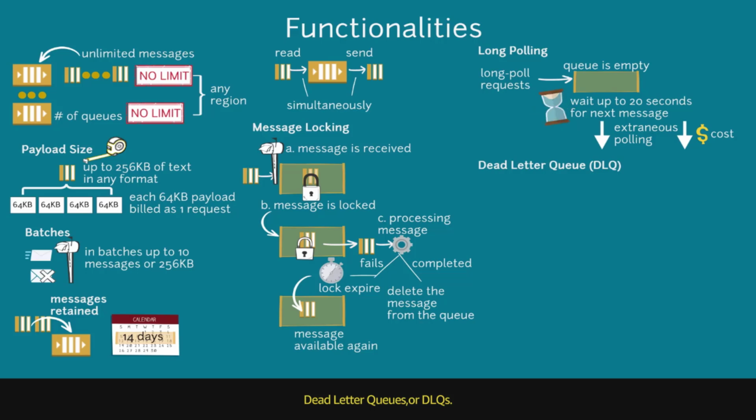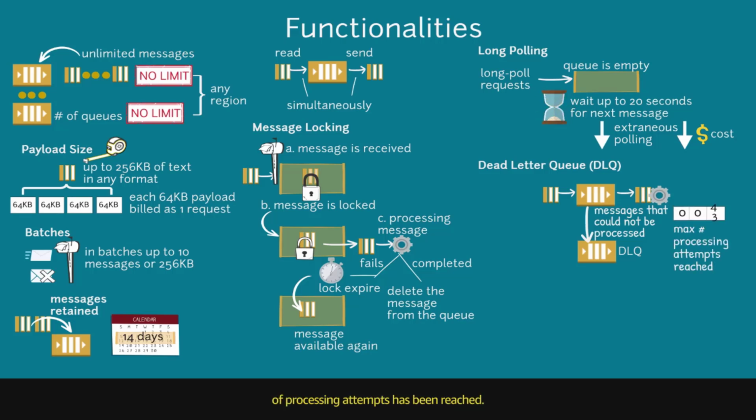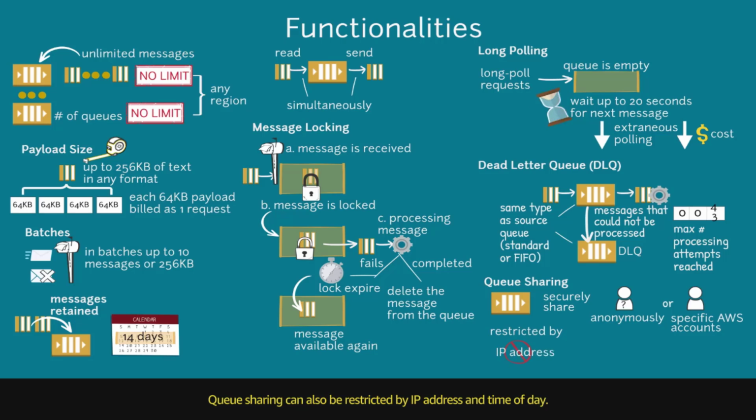Dead letter queues, DLQ. Dead letter queue is a queue of messages that could not be processed. It receives messages after a maximum number of processing attempts has been reached. DLQs must be of the same type as the source queue, standard or FIFO. Queue sharing. You can securely share Amazon SQS queues anonymously or with specific AWS accounts. Queue sharing can also be restricted by IP address and time of day.